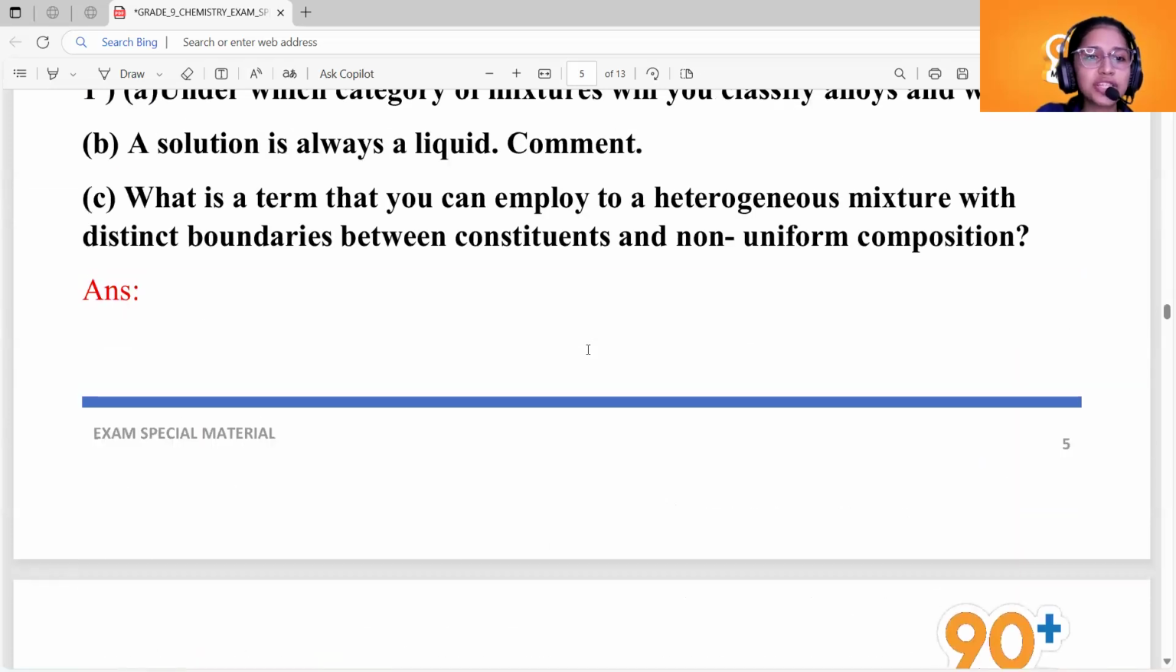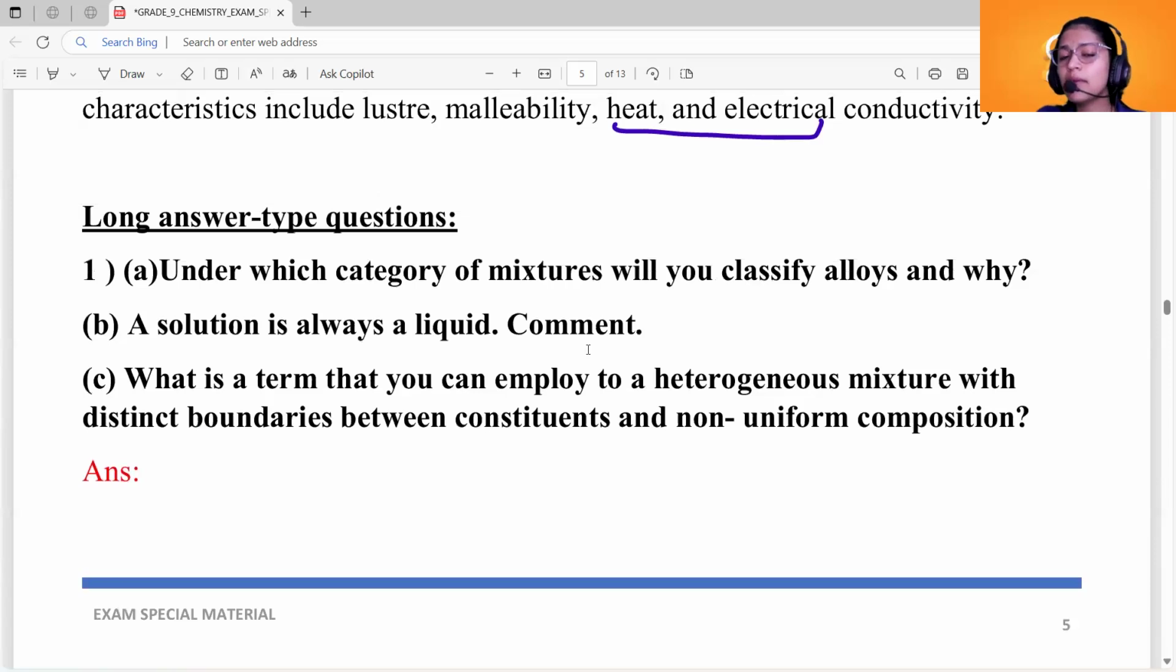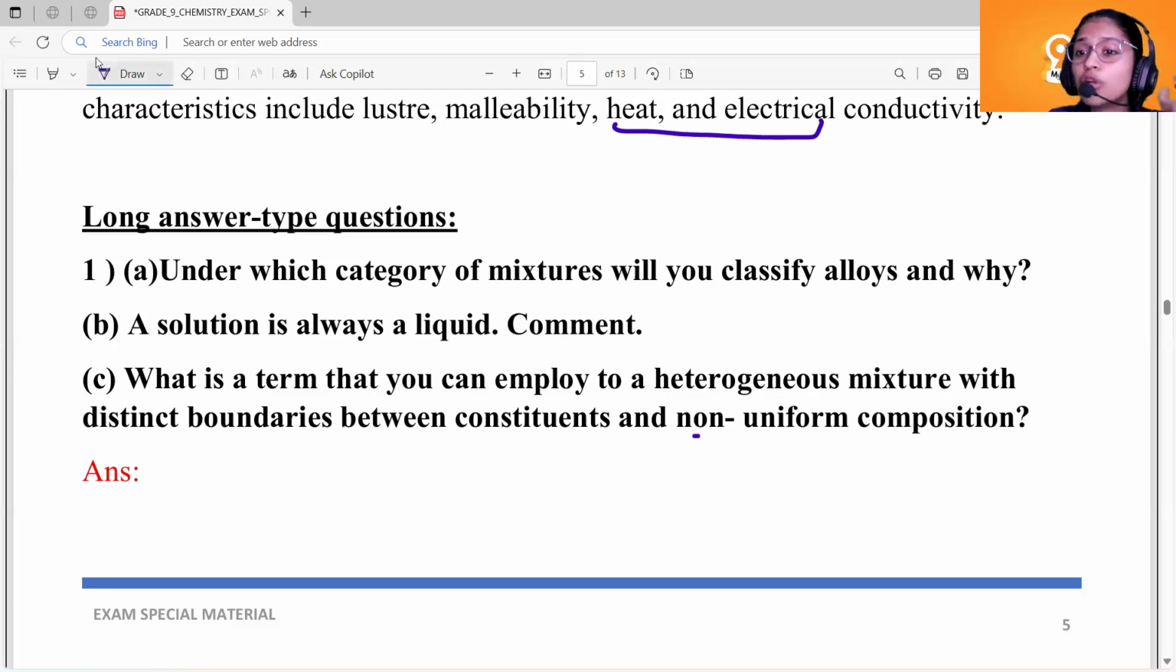Okay. What is our question C? What is a term that you can employ for a heterogeneous mixture with distinct boundaries between constituents and non-uniform composition? Clearly, points are given. It is a heterogeneous mixture. While we studied different types of mixtures, we studied two heterogeneous mixtures. One, a complete heterogeneous mixture. The other, a heterogeneous mixture that looks homogeneous. So here, to avoid that confusion, they have given extra points. We can see distinct boundaries between the constituents and there is a non-uniform composition.